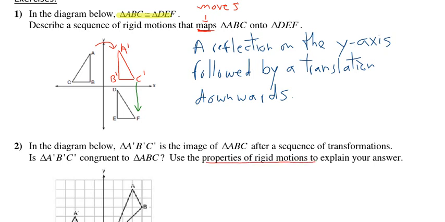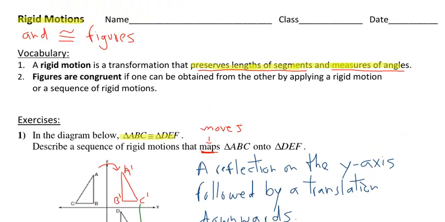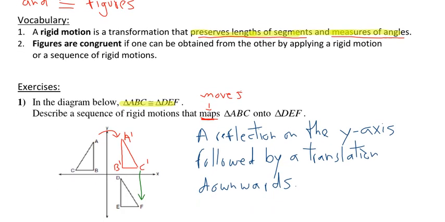Remember that the properties of rigid motions are preserving the length of segments and the measures of angles. These two things must be mentioned in the explanation in question number 2.